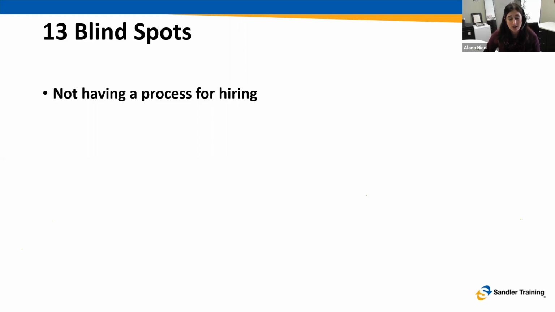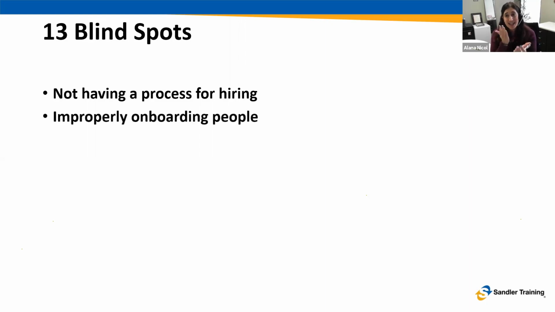So this is one that we're going to talk a lot about in a few minutes, so I'm going to keep moving. The next, which goes hand in hand with hiring, is improperly onboarding people. The whole, here's your desk, good luck, or welcome to the team, go get them, is not effective for onboarding people. So we're going to give you some strategies and some tools to do that more effectively as well today.